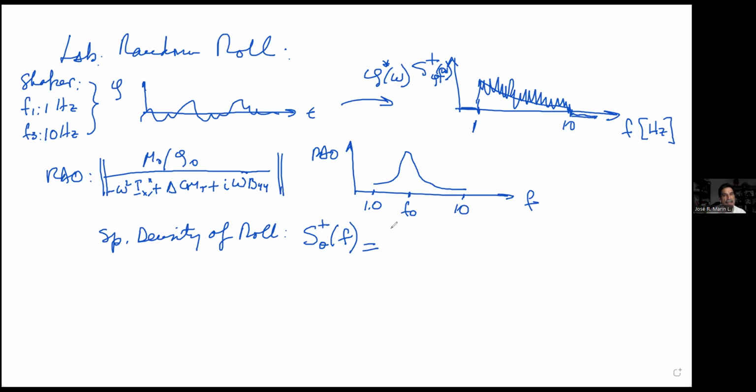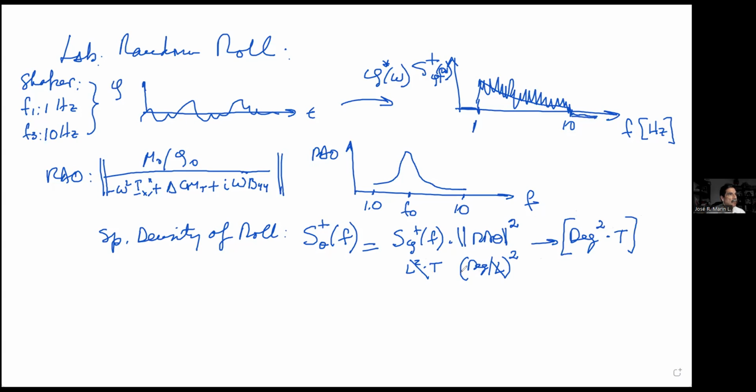No. This is equal to the spectral density of the incoming waves times rho squared. Okay, so this has units of length squared times time, and this has units of degrees per length, and this is squared. So we cancel this length, and the result will be in degrees squared times time. See, this is mostly theory.